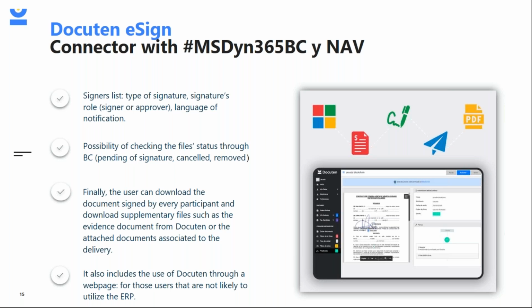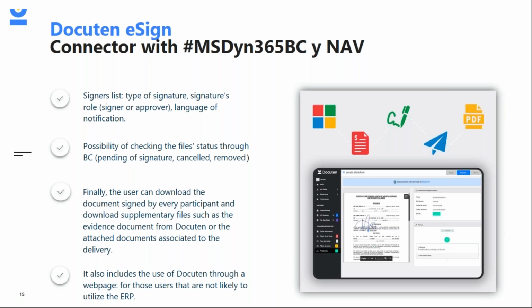So any guests will be able to get this email in this language, and they will be able to log in to the online platform and complete the digital signature without any problem. We will have all the status, every step of the status within Business Central and NAV, and finally you will be able to download the digitally signed copy, these supplementary files such as the evidence document and any attachments for any type of flow.